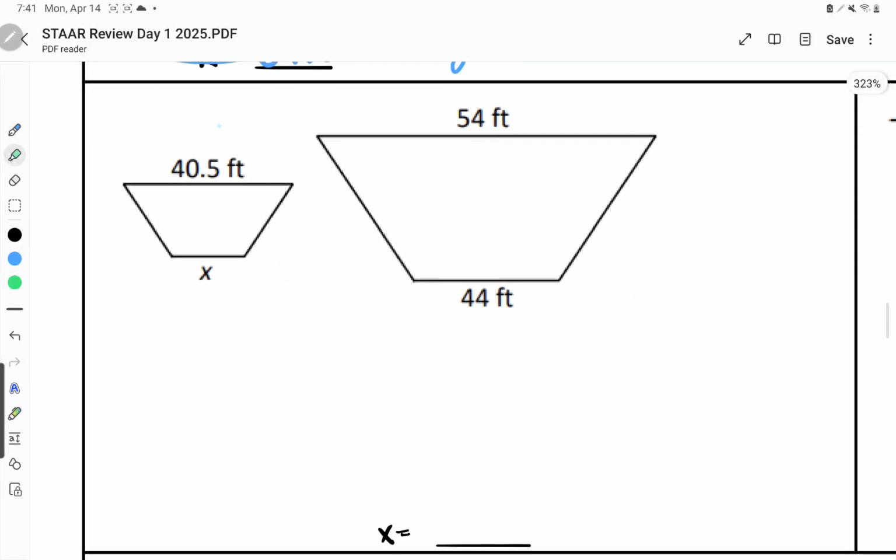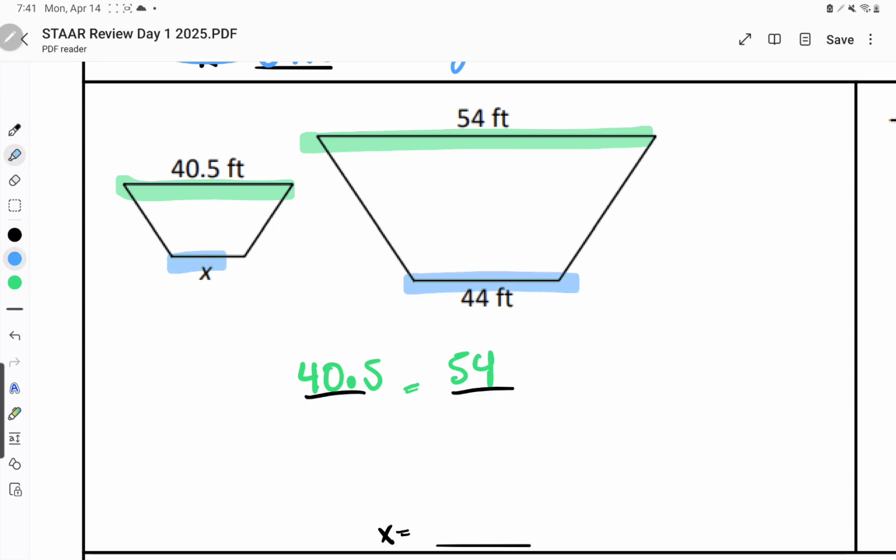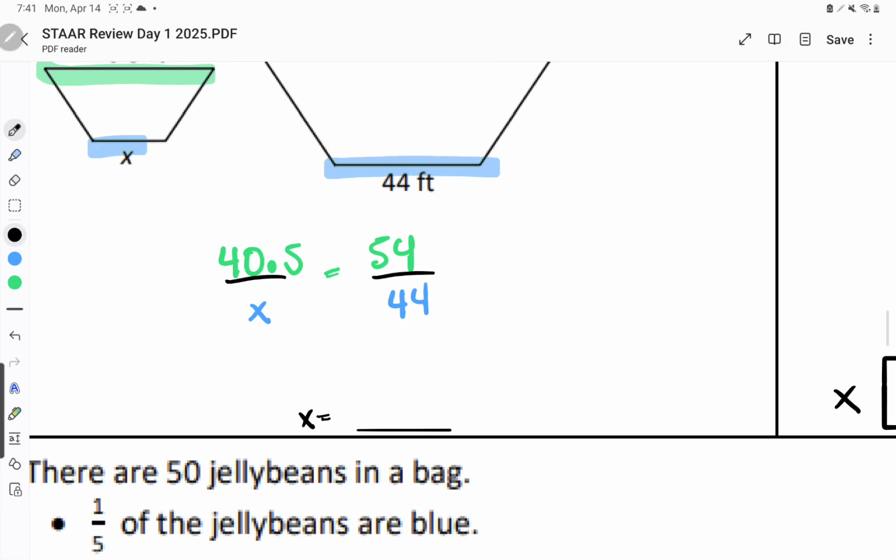So I have, this side matches with this side. So I have 40.5 equals 54. And then I would have this side matches up with this side. And remember, same shape goes in the same ratio. So I would have x over 44. We solve proportions by cross multiplying.